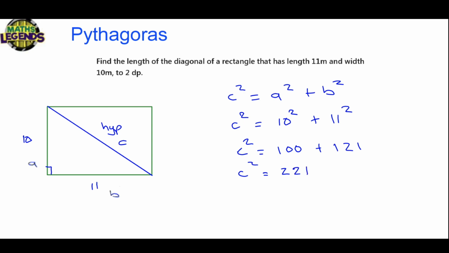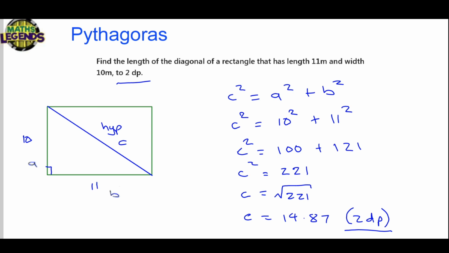And to get rid of the squared on the c, we square root both sides. So this becomes c equals square root of 221. So c equals 14.87 to 2 decimal places. Now we chose 2 decimal places here because that's what is asked in the question. Hence it's useful and important to always read the question twice to ensure that you're not missing something that's quite straightforward and can be easy marks in the exam.